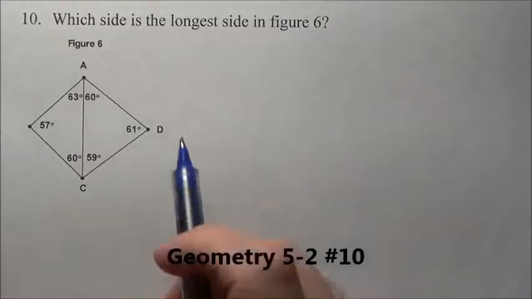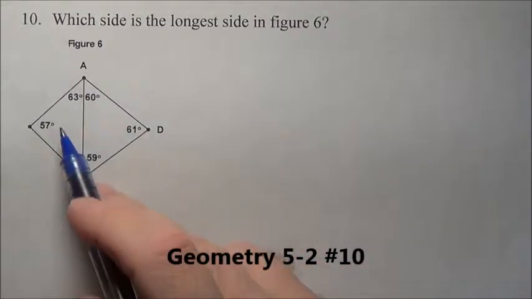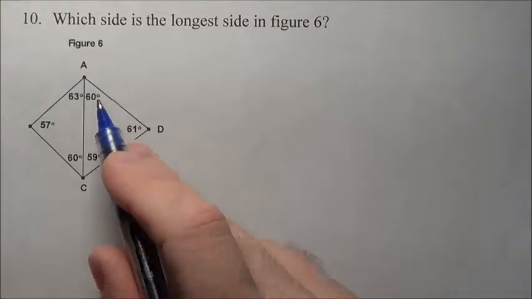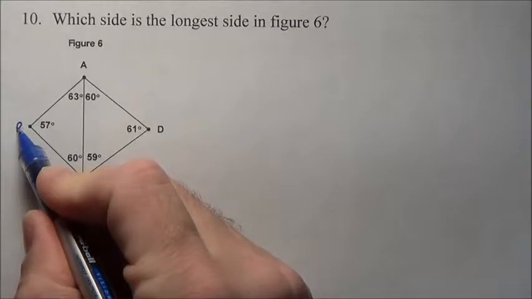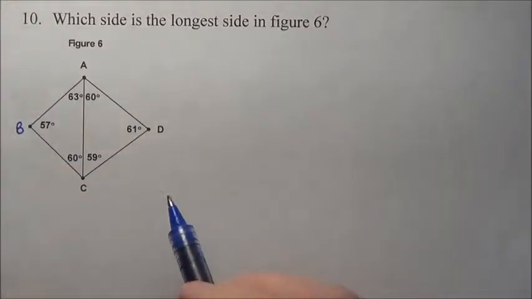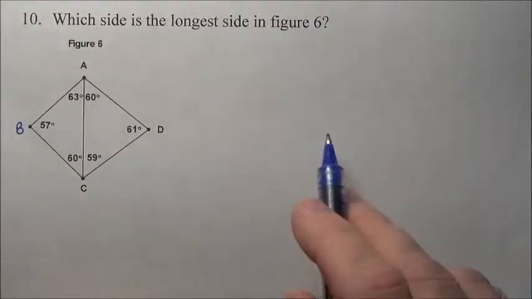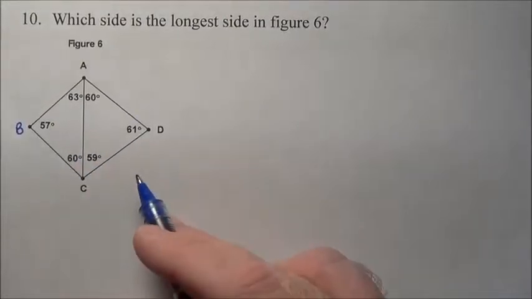Here's problem 10. It says which side is the longest side in figure 6 below. We'll see if we can determine it. And before we start, this is something we sometimes have a hard time with. Now there is a B right here that just got left off. So let me try to go to a little side example to help us figure this out.